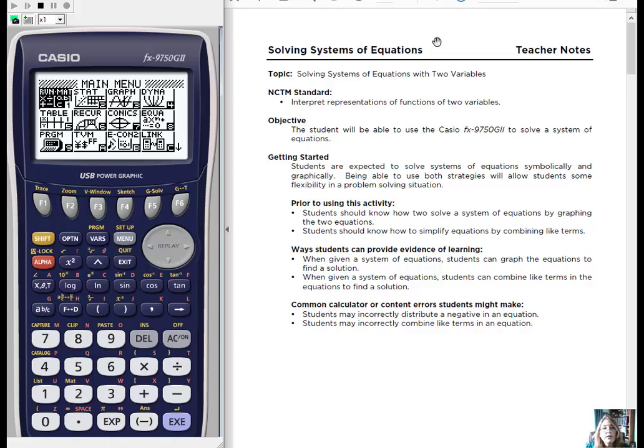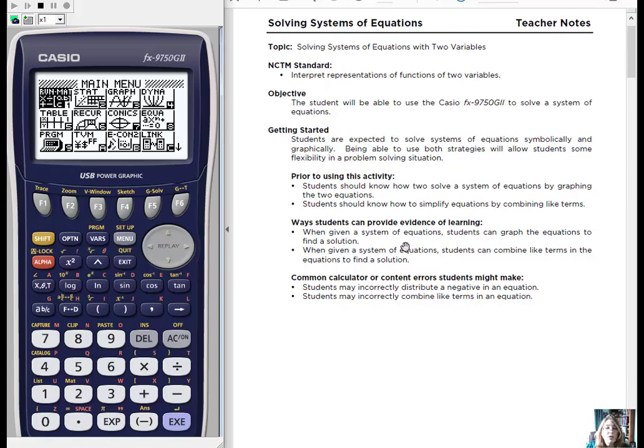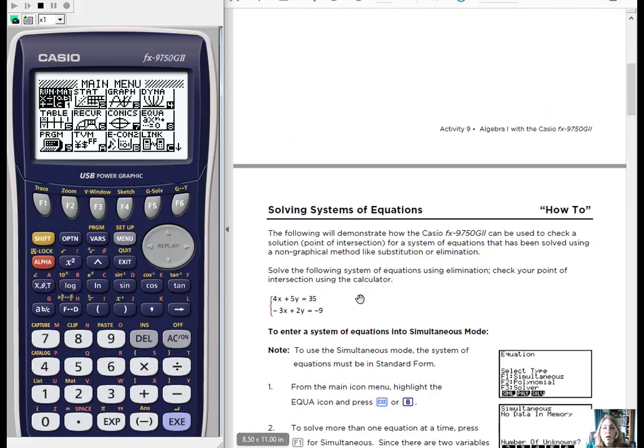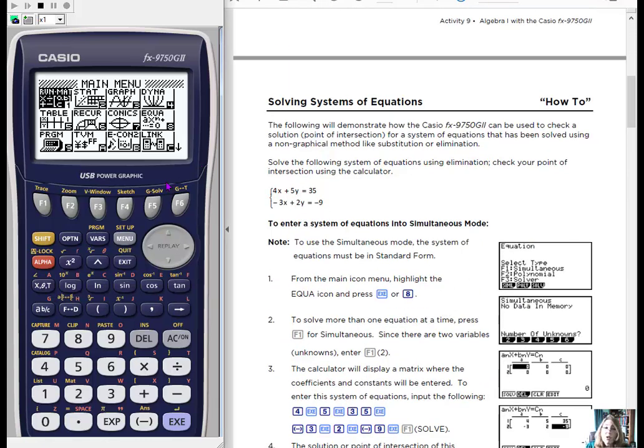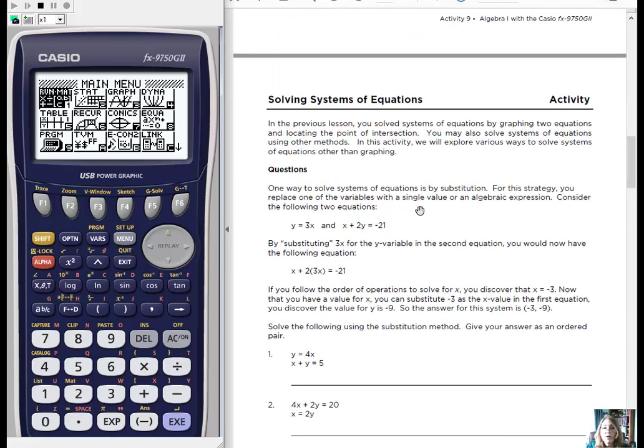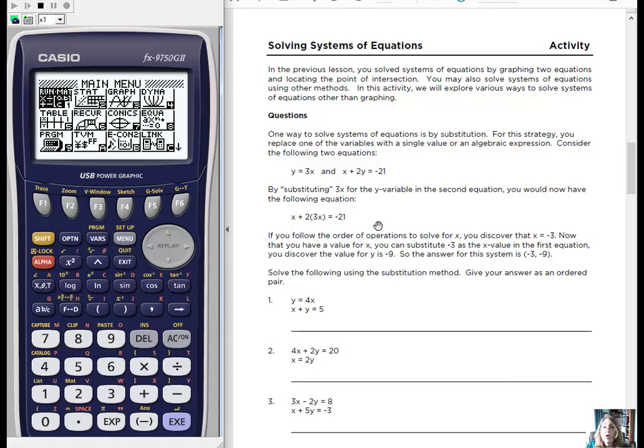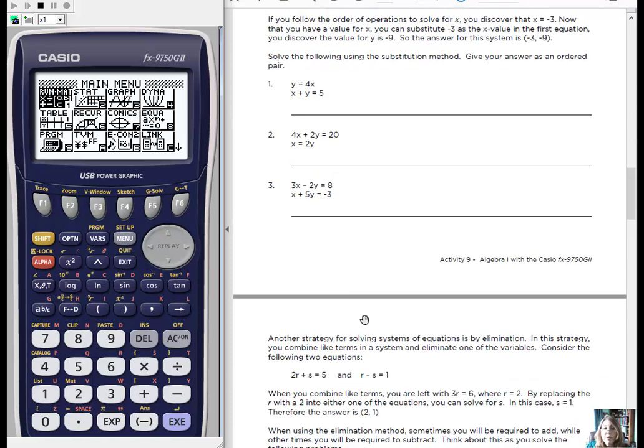So the first activity is called solving systems of equations, and you'll notice it's a complete lesson. It has standards and objectives and getting started. There's some how-tos on the calculator, which I'm going to be showing, so I'm going to skip right over that. The activity itself goes through first, what is substitution? How do you solve equations? What does that mean? And then they practice it a little bit.